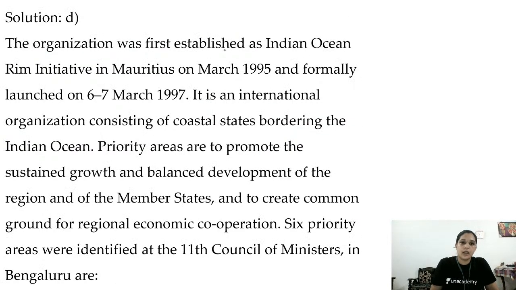Actually, the organization was established as the Indian Ocean Rim Initiative in Mauritius in 1995 itself. It's a 2017 question. Actually, that year it came in current affairs, so it was asked as a question. Okay, so it was launched in 1995, 1997, very long back.